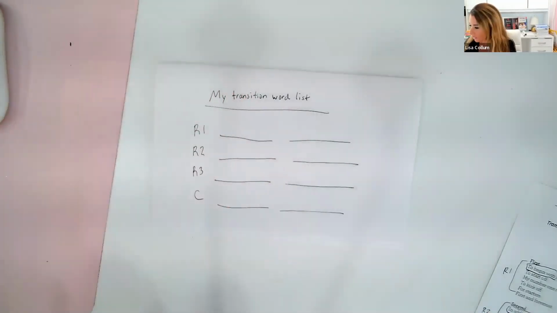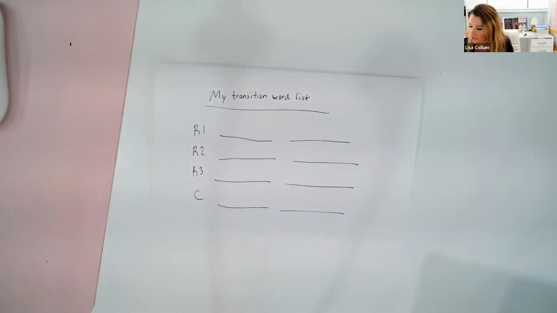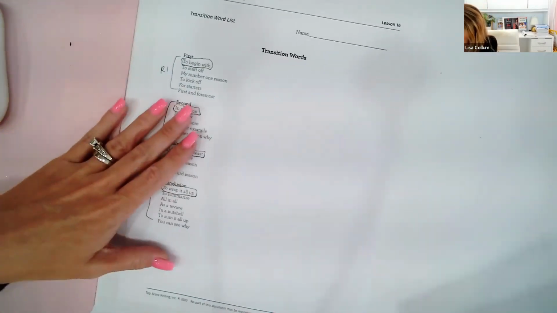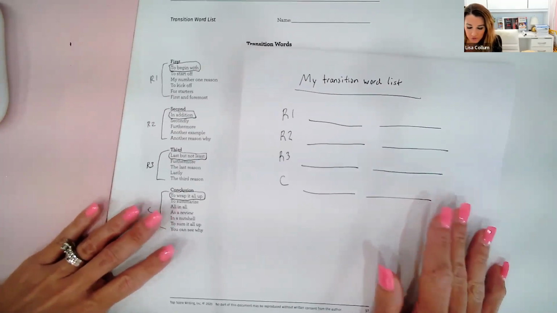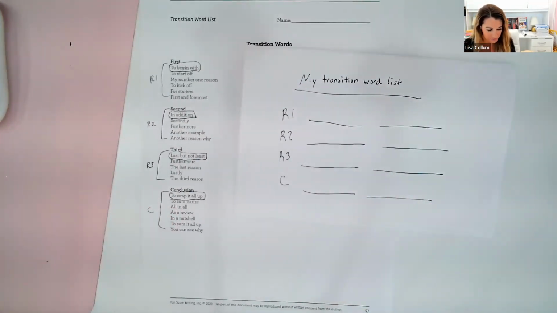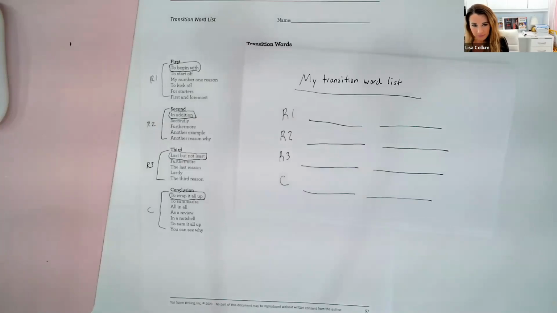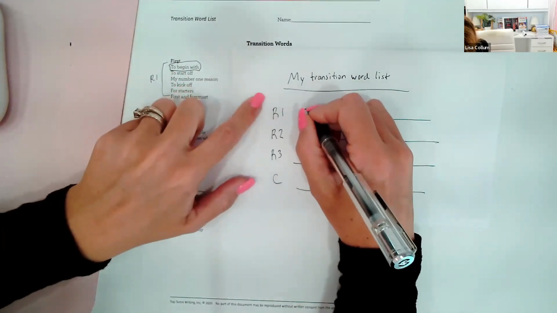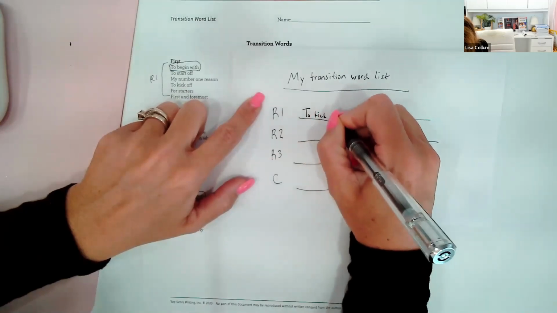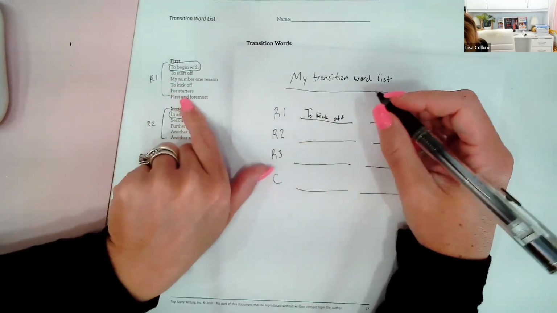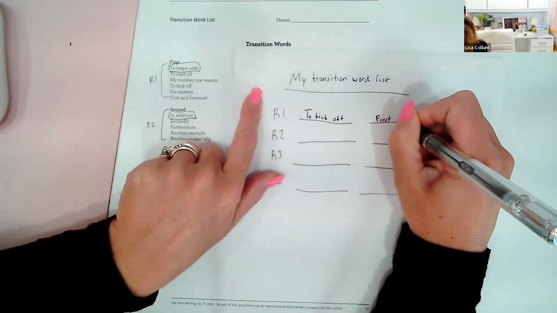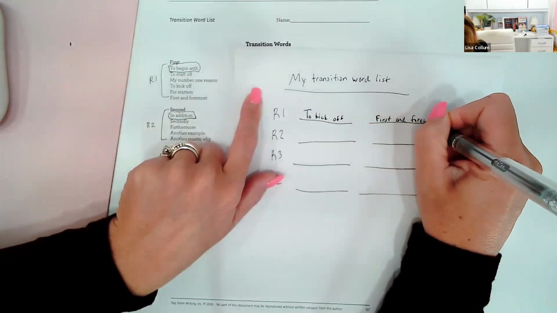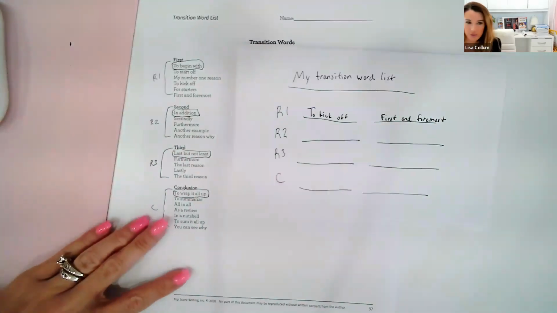So now that you have this, this is what I want you to do. I want you to pick your top 2 that you like. Your top 2 transition words that you like best. So let me show you an example. For R1, and don't copy mine, I'm just picking mine, but for R1, I'm going to choose to kick off. I like that one. To kick off. And then I like first and foremost. Okay, those are my 2.